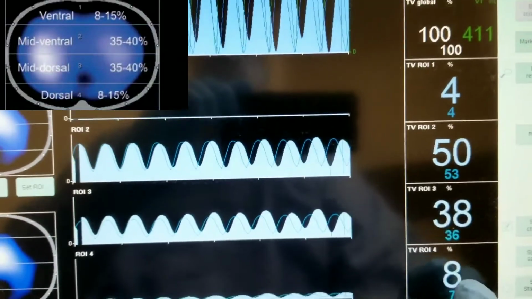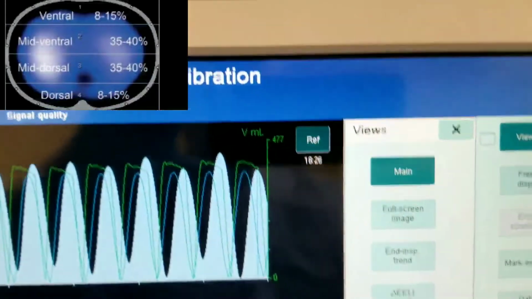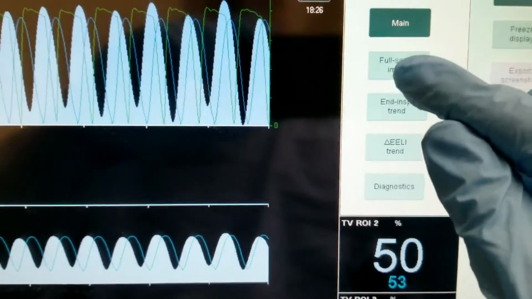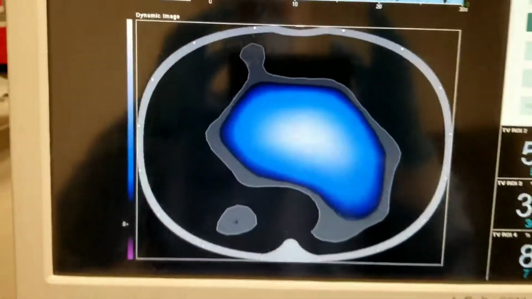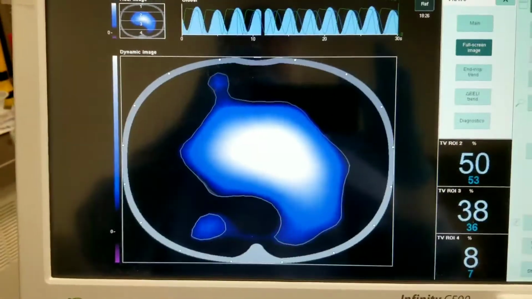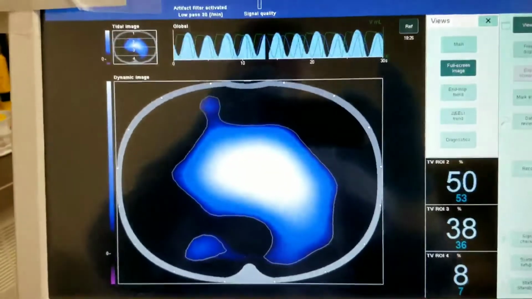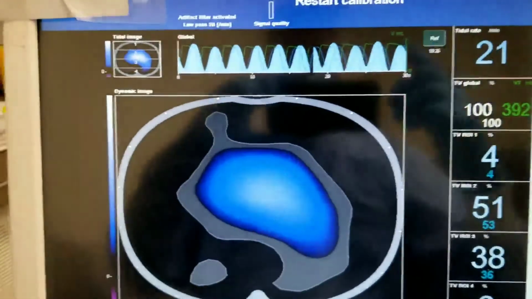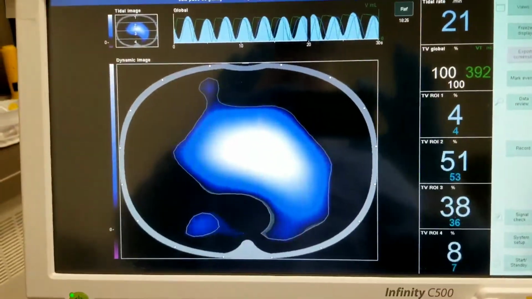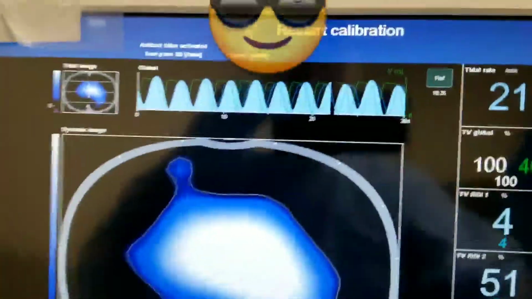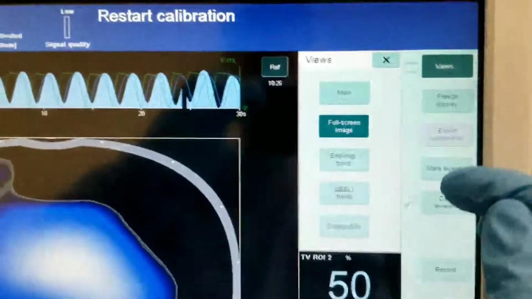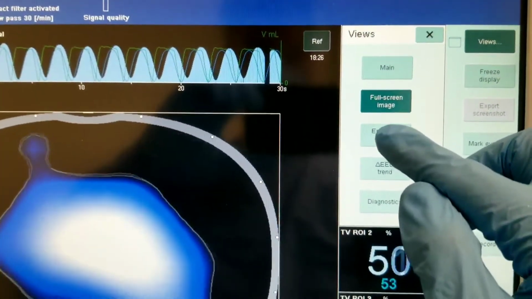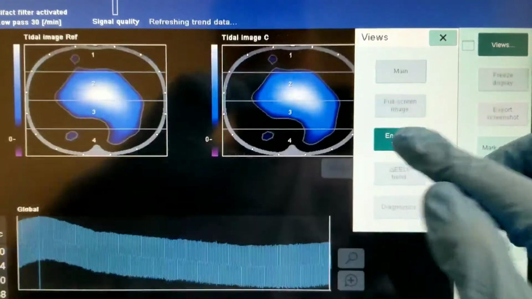Okay, so we're going to go to the view here, and look at the different options. We have the full screen, which just gives a wider view, maybe if you're outside of the patient's room and you want to have a larger view. So that's kind of cool. The next view over here, guys, let's press that. Sorry, I'm trying to hold this phone camera while I'm doing this.